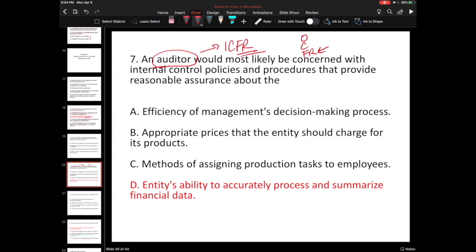When you're reading through these, one is really efficiency of decision-making, that's operational, right? Making sure the prices they charge are appropriate, that's really operational. And making sure they have a good way of assigning production tasks to people, that's really operational, right? So none of those have anything to do with financial reporting. That's what this relates to. So in terms of what an auditor is actually going to care about, it is D.